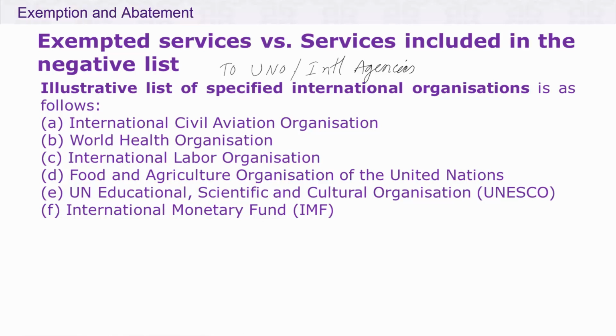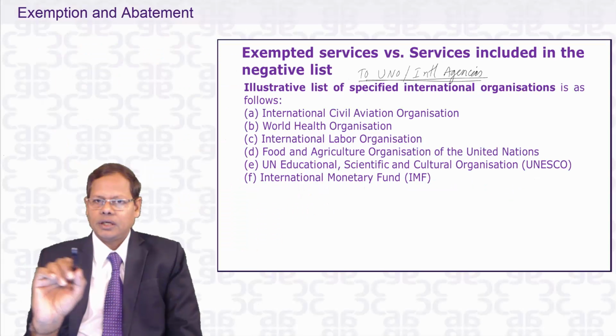The language here is specified international organizations. So what are the specified international organizations? Here two things you have to understand. This exemption is granted to a particular entity as a service receiver or as a service provider. That is important. Here, provided to UNO means UNO or specified international agencies and organizations are service receivers, not service providers. Okay, number one.